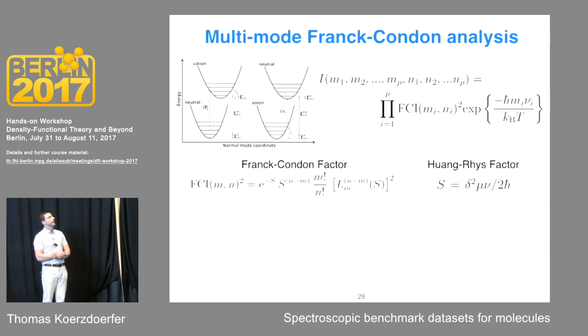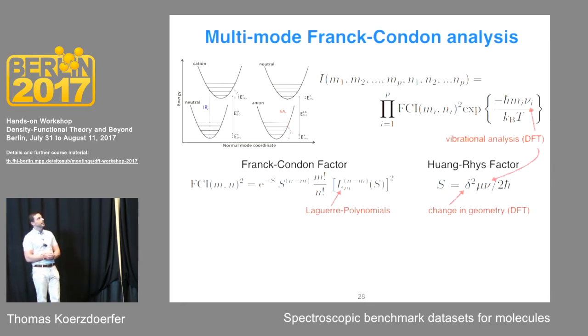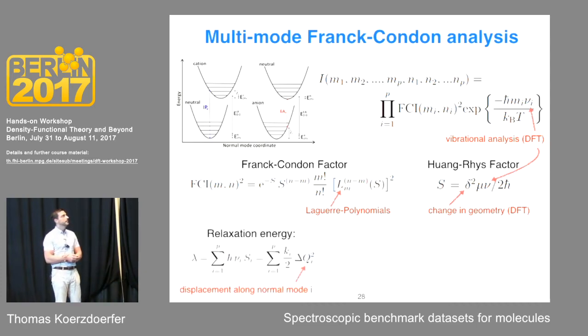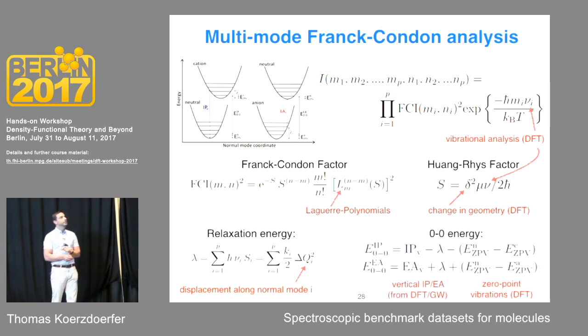So just very quickly how this is done. You calculate the intensity. It comes from the Franck-Condon factors. Franck-Condon factors are basically Laguerre polynomials. You need the Huang-Rhys factor, which takes into account the change in the geometry, which you get from the vibrational analysis if you want. You need the relaxation energy. How does the molecule relax when you take out an electron or put in an electron? And you need the vertical IPs and the zero-point vibrations.